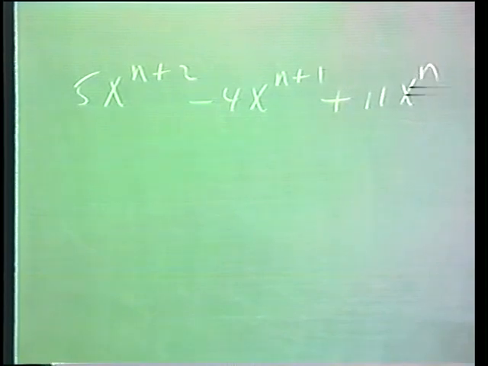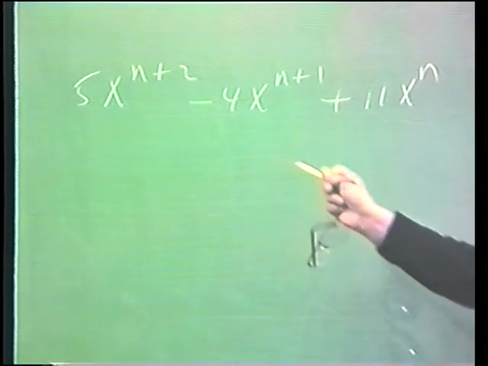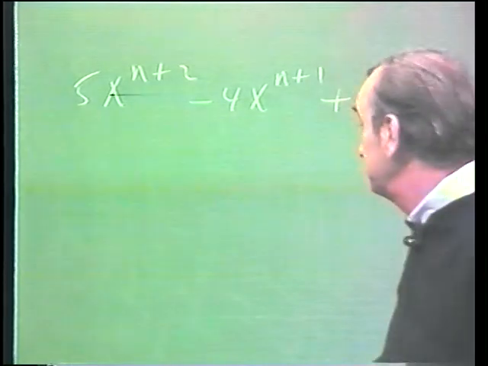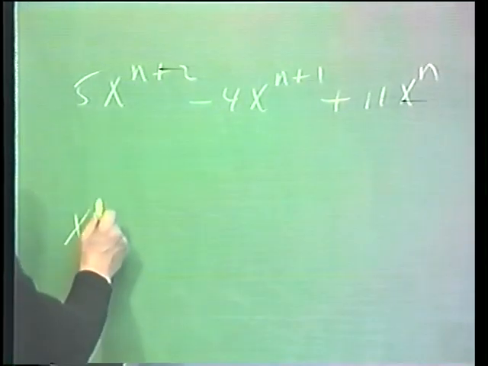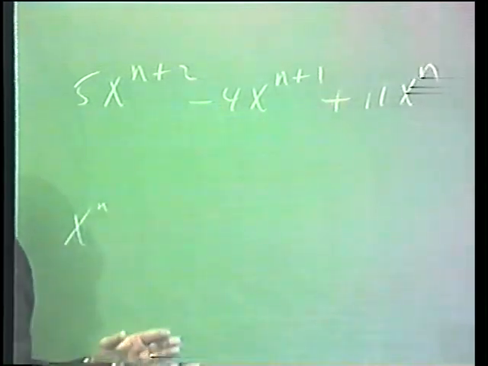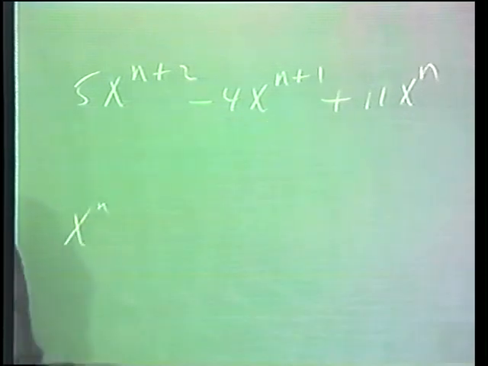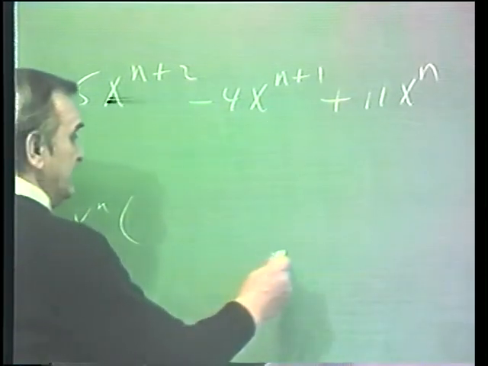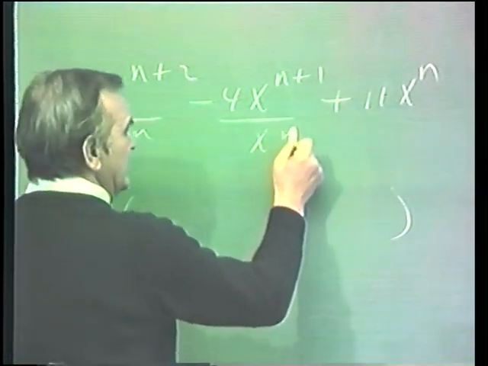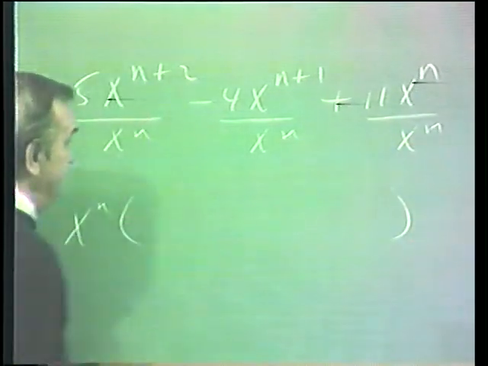Okay, this should be interesting. Madupi, what did you find in common to these three terms that you could extract? What factor do they have in common? X to the n power. Sure. Does everyone see that? There's no number that we can extract. Each term has an x in it, so we can extract the x with the lowest exponent. Well, the lowest exponent is n. So we're going to extract x to the n. That means we're going to divide each term by x to the n.